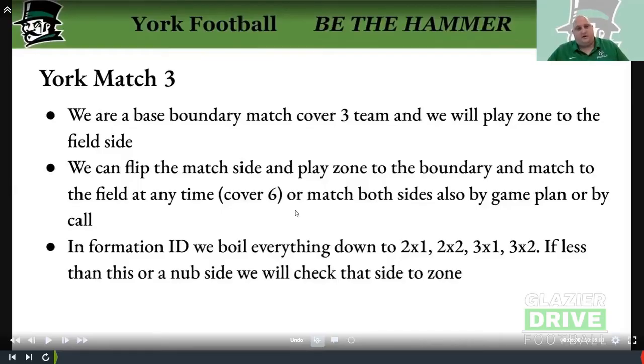Formation ID is key. So if we are running match coverage, we're either seeing a 2x1, a 2x2, a 3x1, a trips set, or an empty set. If we're getting less than that, like double tights, wing T team, stuff like that, we are checking to different things in our coverage so we can load the box more. So we're not really going to get into that in this presentation. If you stay for the other presentation, stopping the run undersized, you'll see some of that. But if we're talking pass stuff, we're talking 2x1, 2x2, trips, and empty.